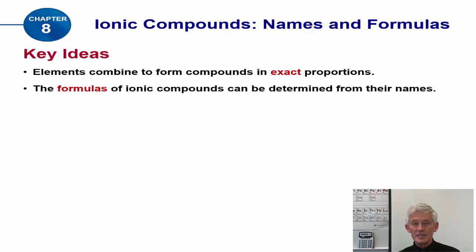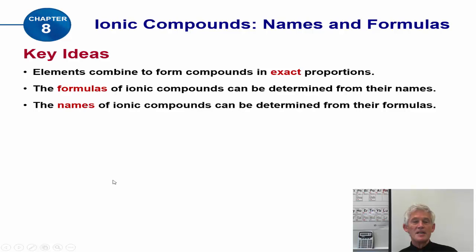The formulas of ionic compounds can be determined from their names. If I say sodium chloride, you know that there's sodium as the metal, and you know that there's chlorine as the nonmetal. Ionic just means a metal-nonmetal combination. Usually they're binary in the sense that there are just two elements in that compound.